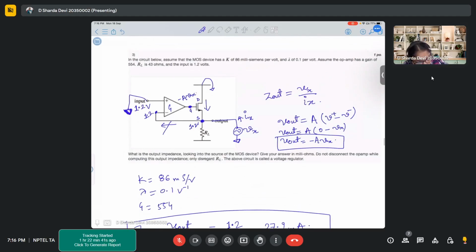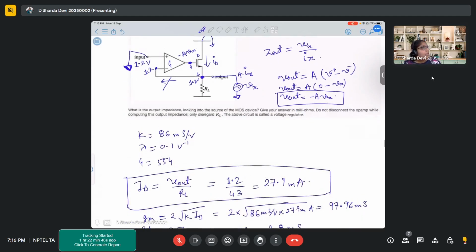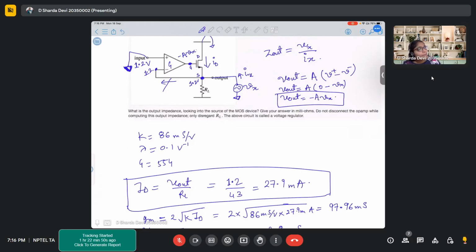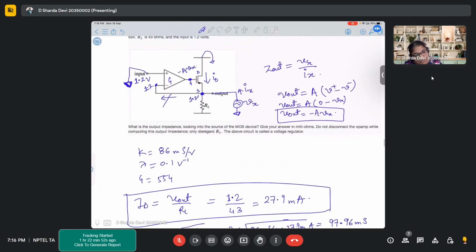This is ID. So one thing that we can observe is, it was mentioned that we can discard RL, right?